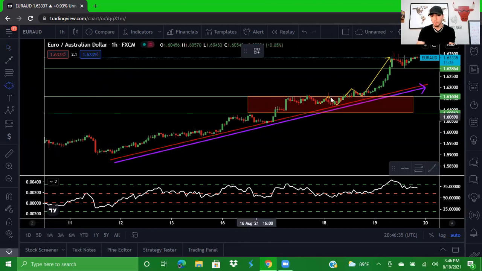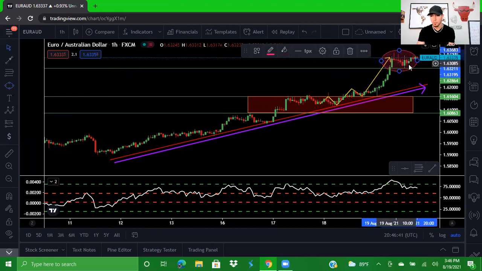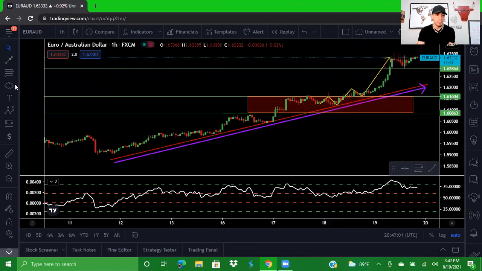Another great resource, the ellipse, right? Maybe we're just focused on this zone, right? We got a consolidation area, right? An institutional zone, right? We're building up buy and sell orders right here. And what do you think is going to happen? We're either going to break to the upside or to the downside, right? So we can actually focus on that zone with the ellipse right there, right?